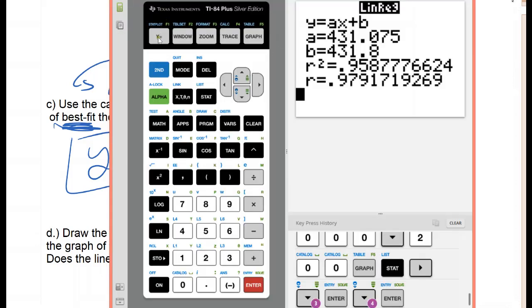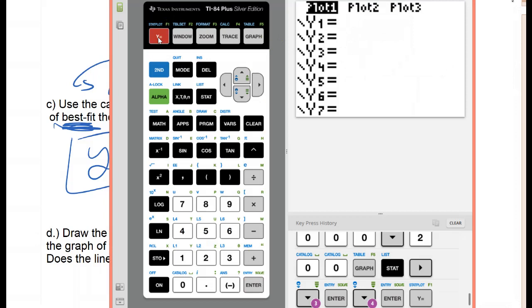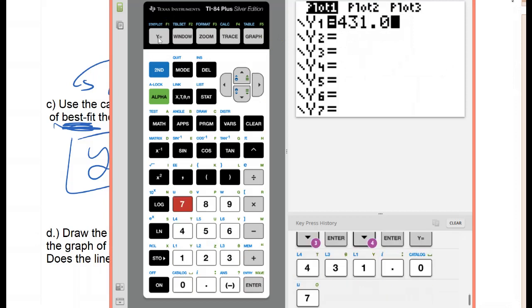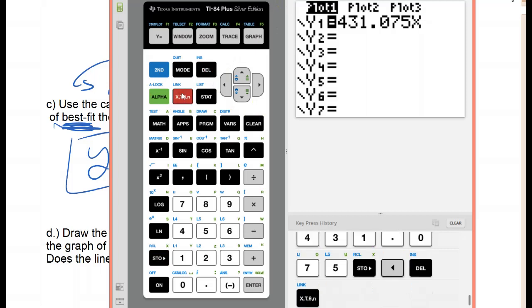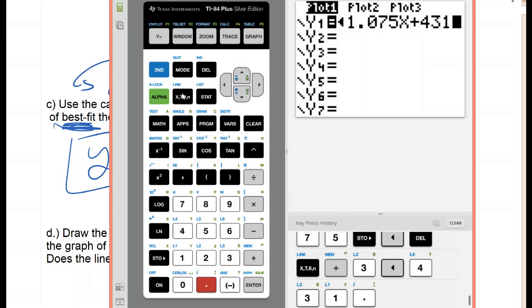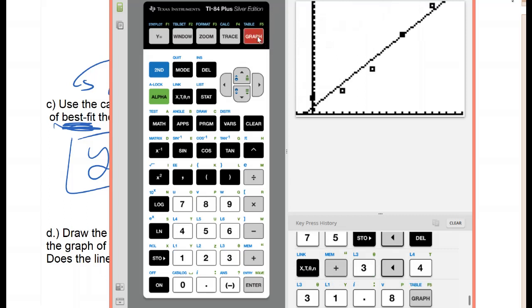So I'm going to go to my y equals. I'm going to plug in that equation: 431.075x plus 431.8. Graph, and there's the best fit line.